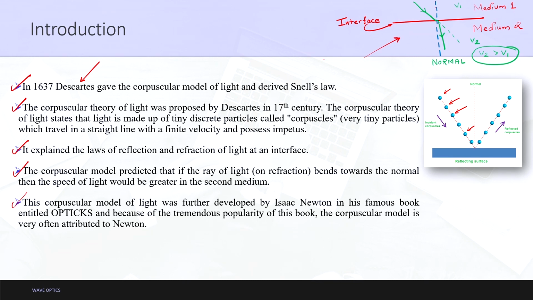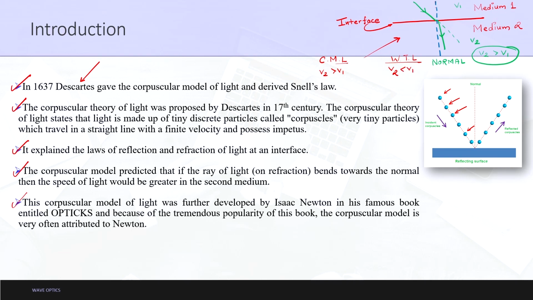If we take the corpuscular model of light, let me write it as CML, and the wave theory of light as WTL, then the corpuscular model says that the velocity in the second medium is greater than the velocity in the first medium, and the wave theory of light states the opposite, that is, V2 is less than V1.